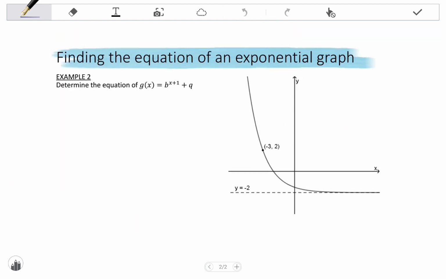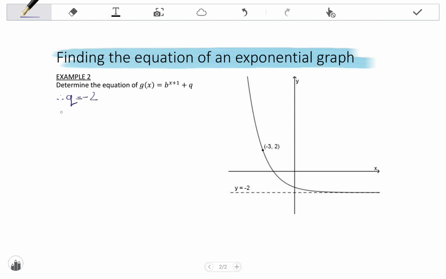Looking at a second example, here we are asked to determine the equation of g of x equals b to the x plus 1 plus q. Okay, again here we are given the value of a. It's 1 again. Now it won't always be 1, okay, just in these two examples. P is 1, and we don't know the value of b, and we don't know the value of q. Okay, now again, our asymptote gives us the value for q. So the asymptote here is y equals -2, so therefore q equals -2.